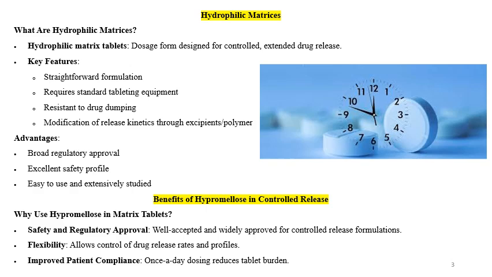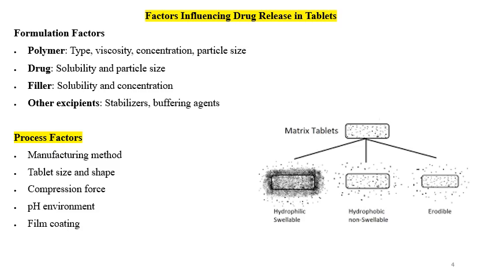Now we'll see the benefits. So why use HPMC in matrix tablets? Safety and regulatory approval: well accepted and widely approved for controlled release type of formulations. Flexibility of HPMC allows control of drug release rates and profiles. Improved patient compliance. Once a day dosing reduces the tablet burden per day, or the number of doses or frequency of administration. That's why patient compliance will be better.